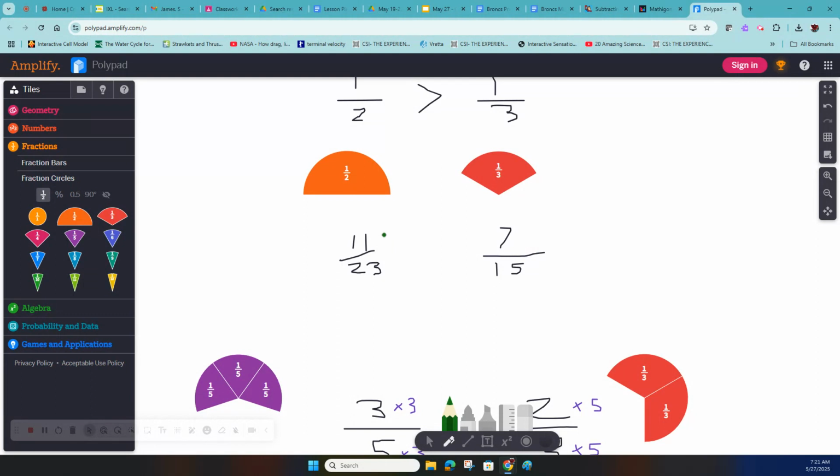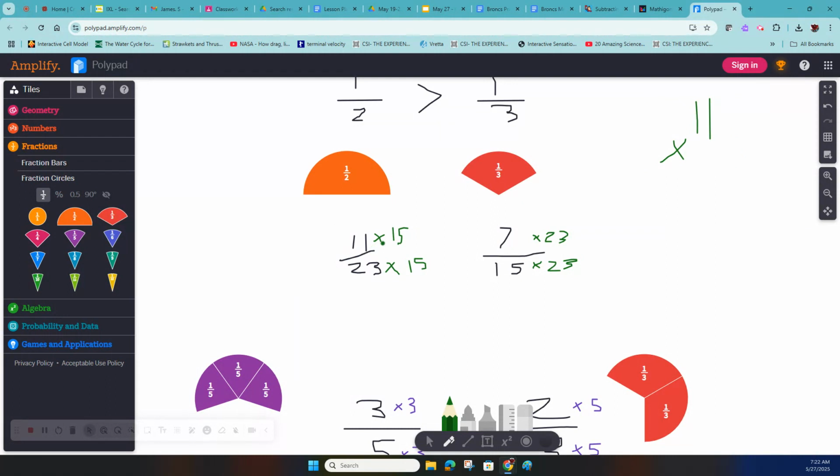So 11 23rds, yeah, you betcha. We're going to times both numerator and denominator by 15. Sorry for my bad printing. Okay. And again, we'll times the other fraction by the other denominator, times it by 23. And if you think I know what 15 times 23 is off the top of my head, I certainly don't. So we're going to have to do some standard algorithm here, and that's okay. That will not kill us.